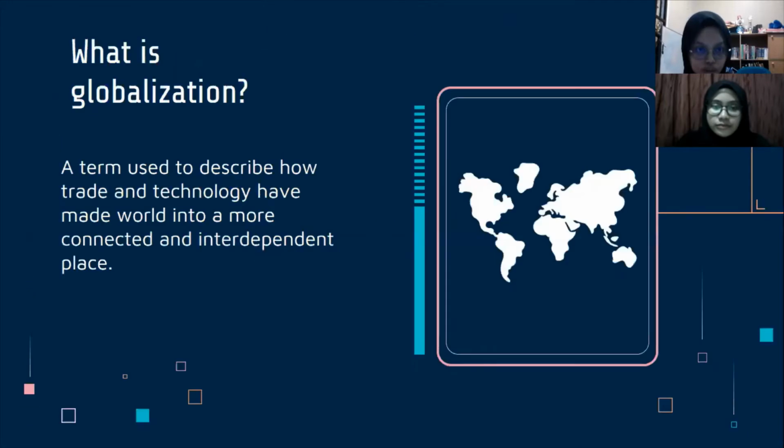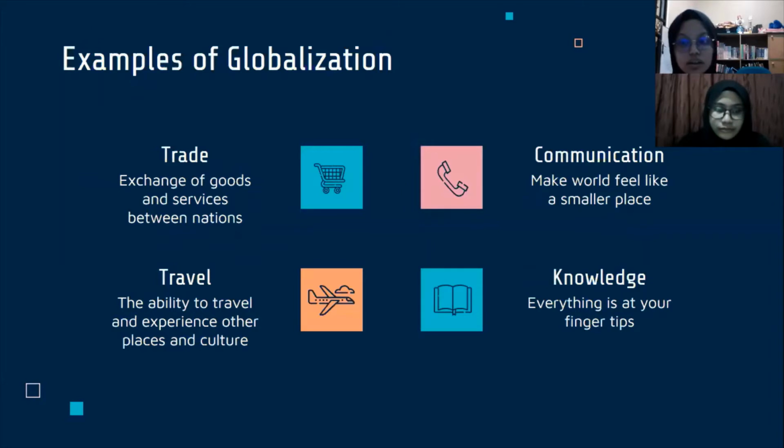So introduction. What is globalization? Globalization comes from the word global, where global itself means relating to the whole world or worldwide. So globalization is a term used to describe how trade and technology have made the world into a more connected and interdependent place.